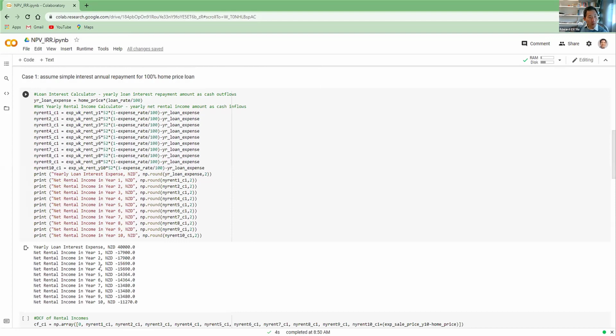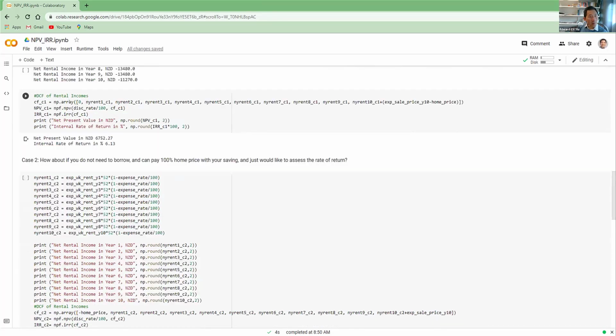Here I print them out so that you can take a look: for a 1 million house price at 4% simple interest, every year you have to pay $40,000 as interest, and it results in negative net rental income. Here I simply make use of a numpy array to input the 10-year cash flow.